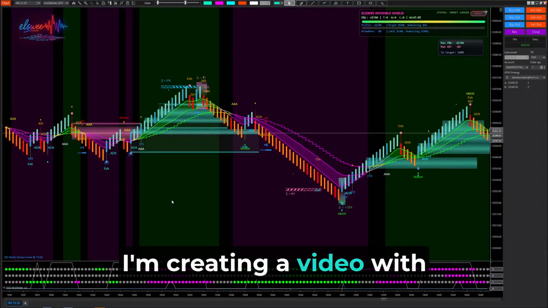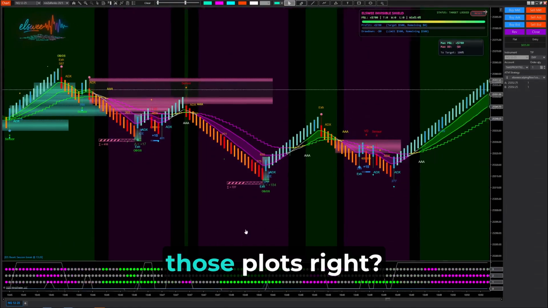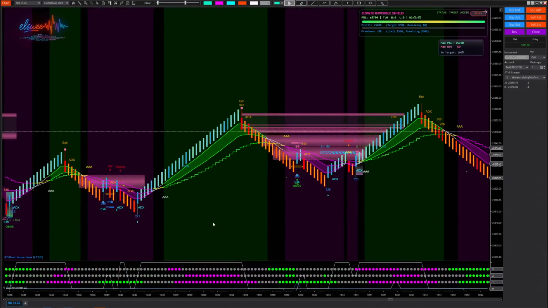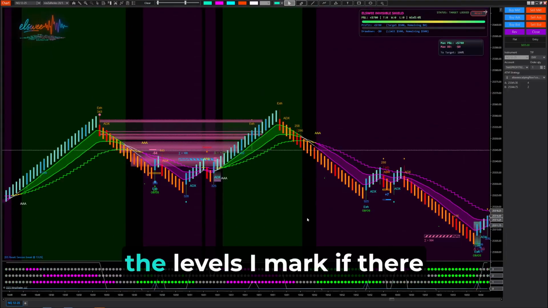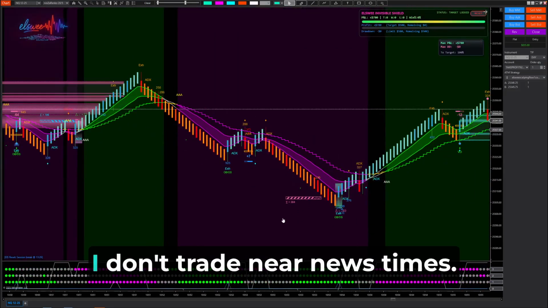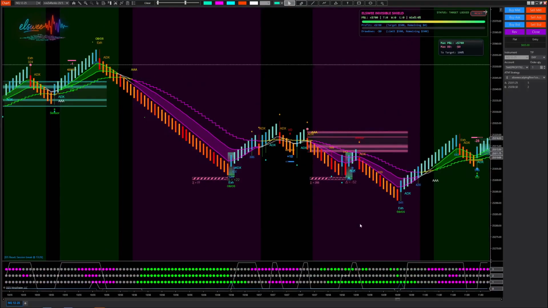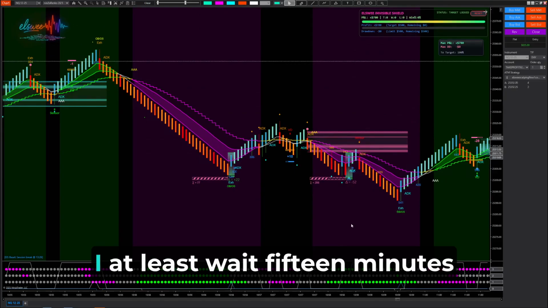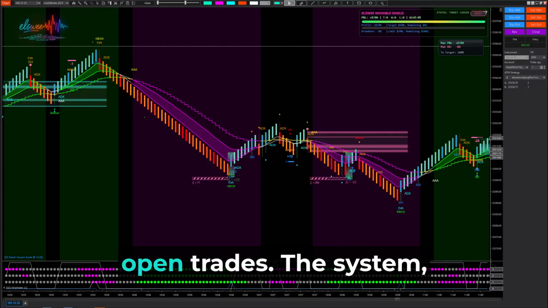I'm creating a video with a little more detail showing how I make those plots from the previous day, where I put the levels, and I mark if there is important news. I don't trade near news times. When the market opens, I wait at least 15 minutes after the market opens before opening trades.